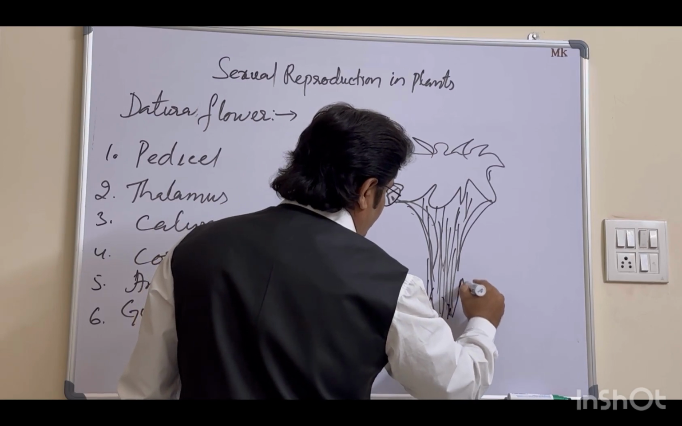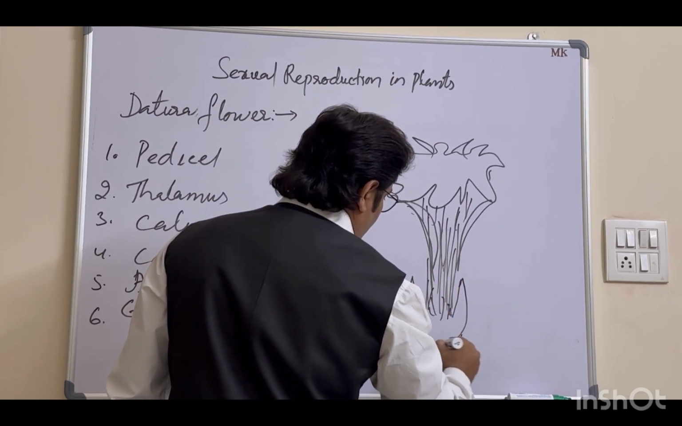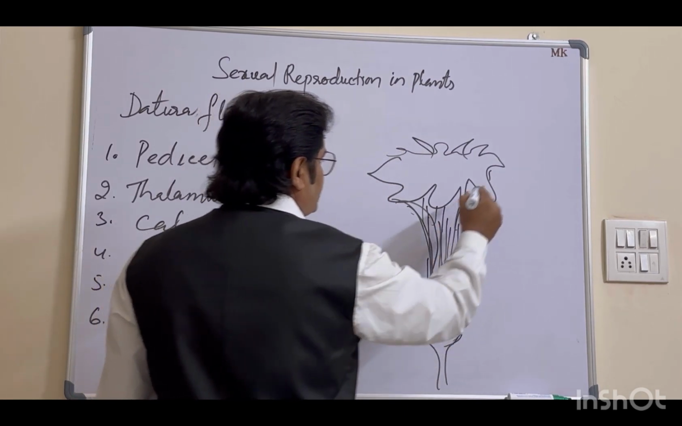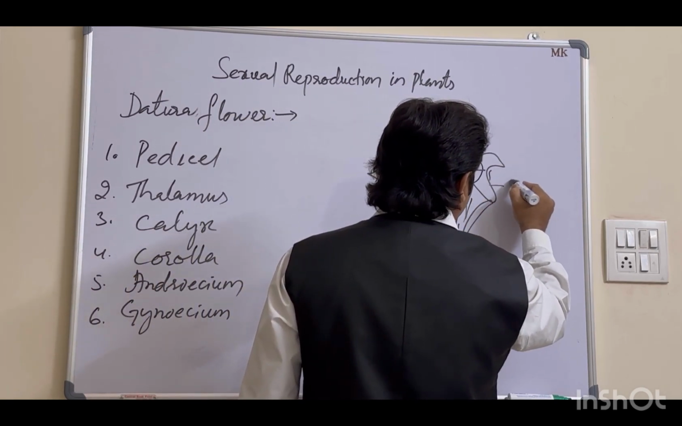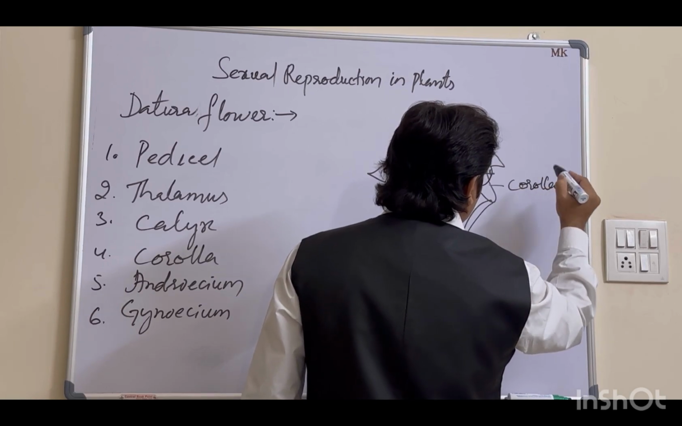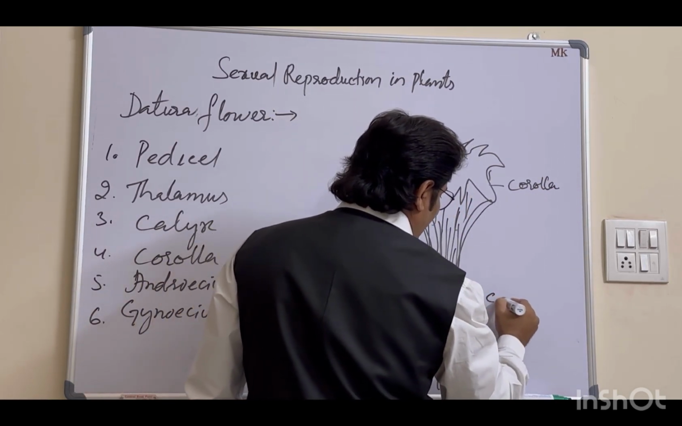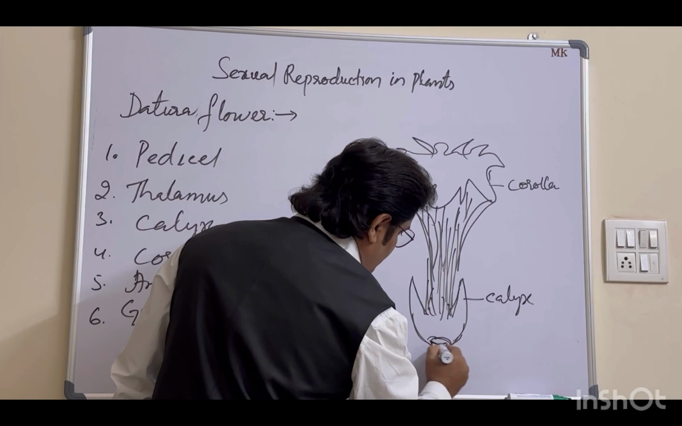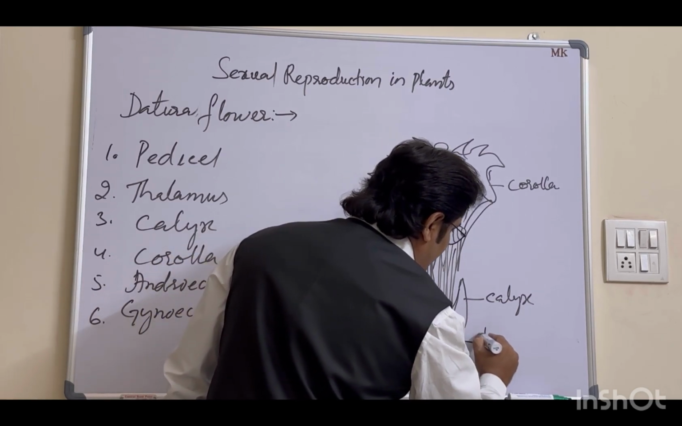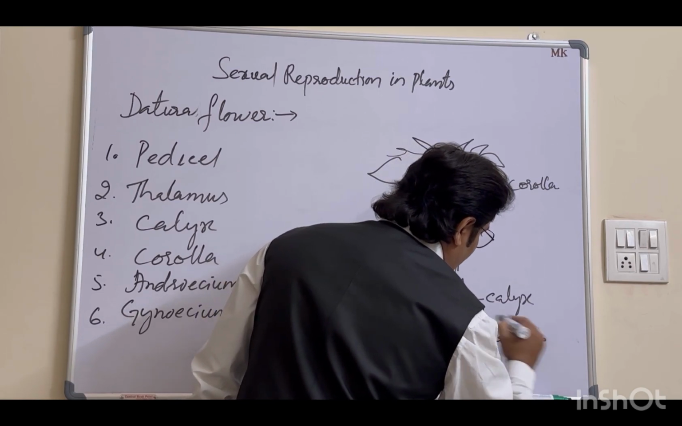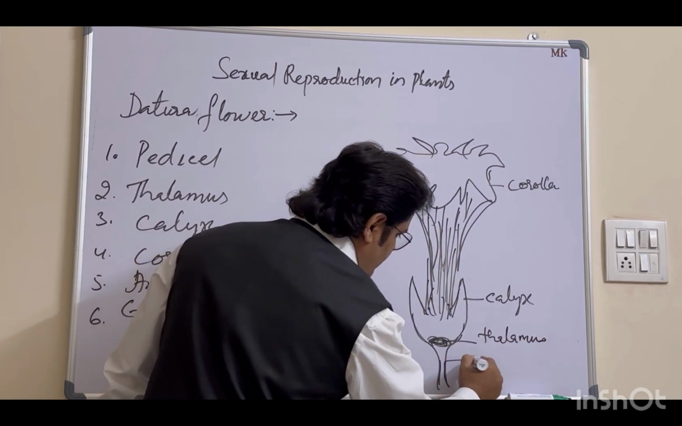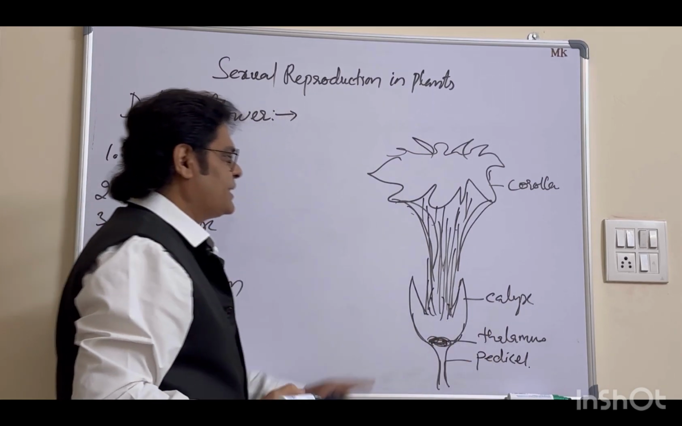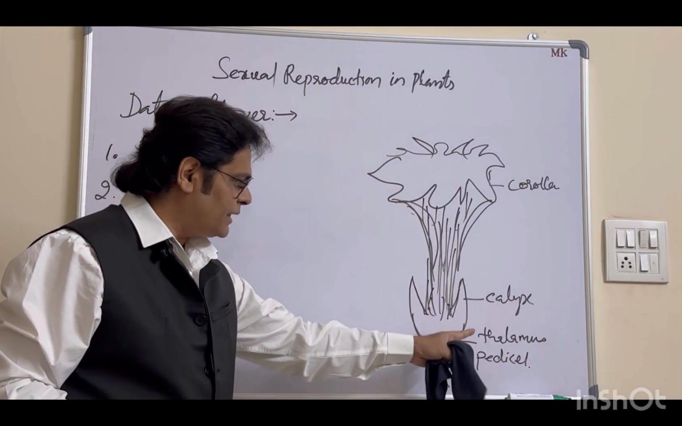Clear. The first part is called the corolla, and this one is called the calyx. Here a small swollen part will be there, and this swollen part is called the thalamus, and this stalk is otherwise said to be the pedicel. These are the visible parts, okay? Corolla, calyx, thalamus, and pedicel.